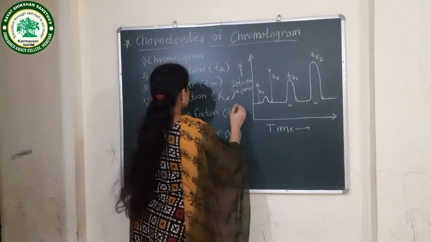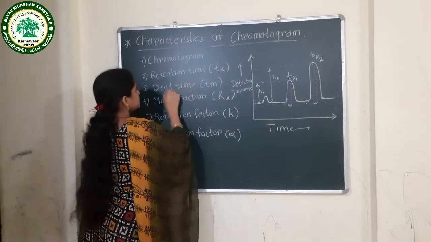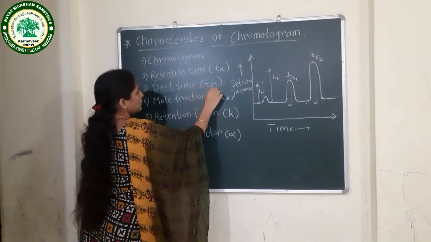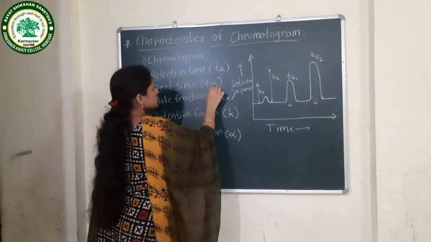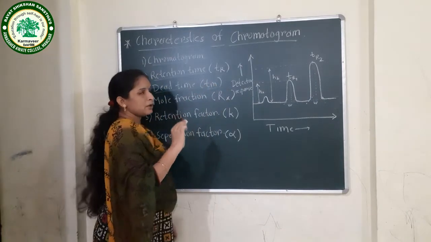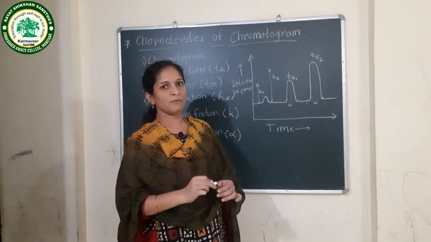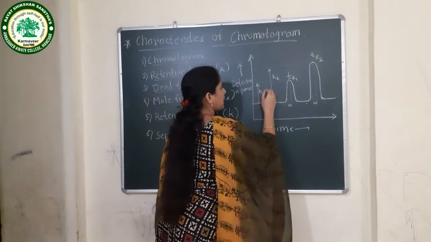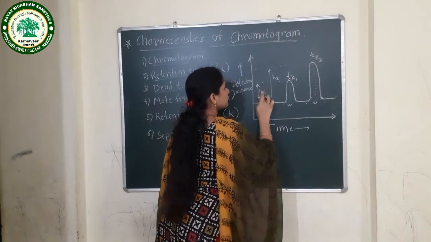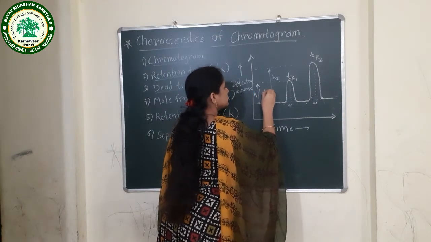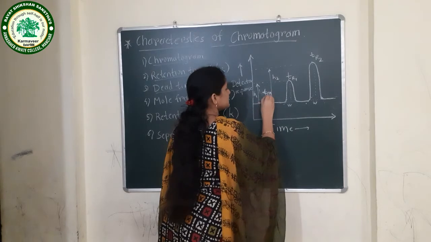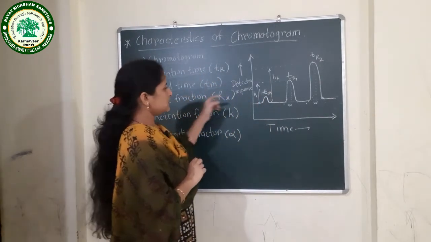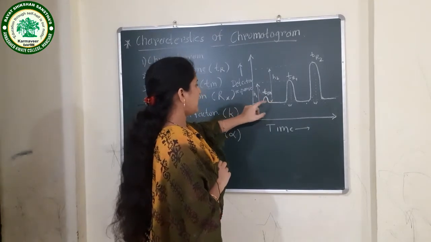Now what is this dead time? It is denoted by TM. TM means mobile phase. The time required for elution of the mobile phase is called the dead time. Okay, it is denoted by TM. This peak is the dead time. This peak is the TM. Okay, from this peak the dead time can be calculated.